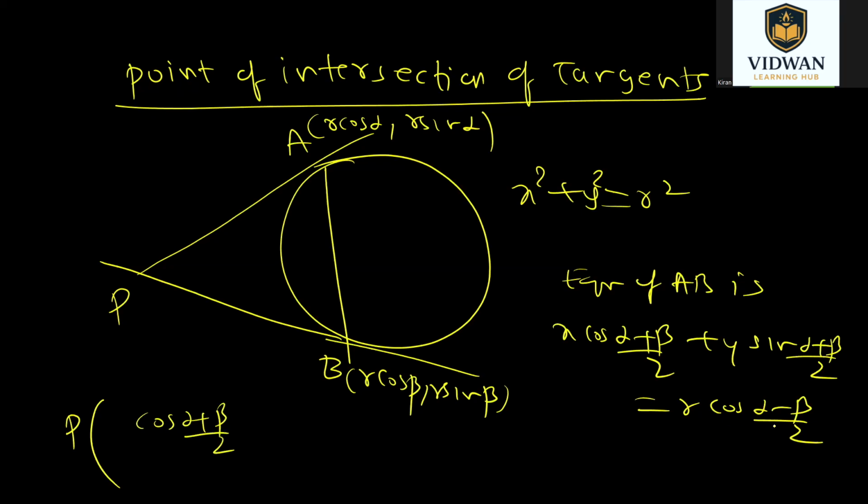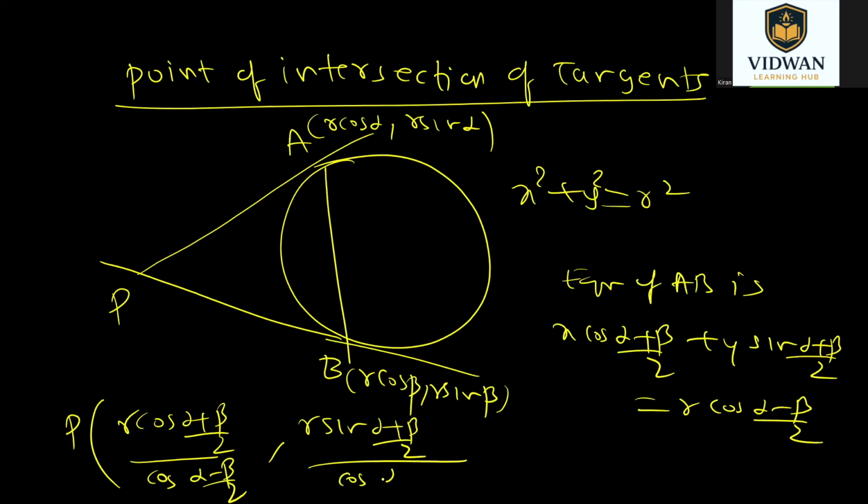By this term you divide here. Cos of (alpha minus beta)/2, the RHS, you divide here without r, but r will be here in the numerator. Similarly, you can write this sin of (alpha plus beta)/2 along with r, divided by this cos of (alpha minus beta)/2. This is the formula to remember for the intersection point.